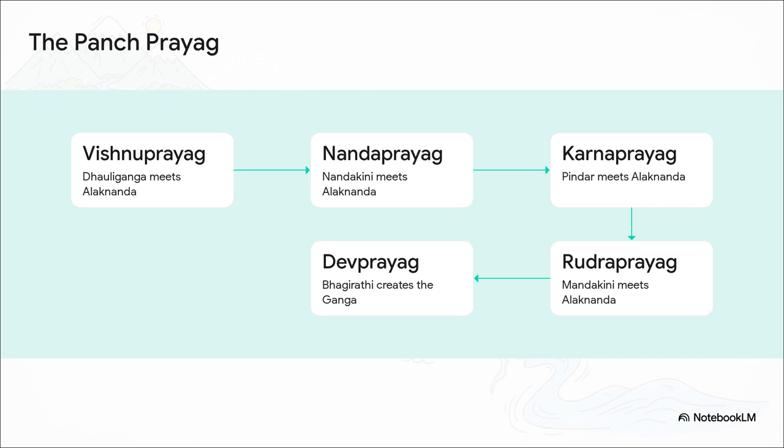First, way up at Vishnu Prayag, the Dhauli Ganga meets the Alaknanda. Then, as the river flows down, it absorbs the Nandakini at Nanda Prayag, the Pindar at Karna Prayag, and the Mandakini at Rudra Prayag. But the ultimate climax? That happens at Dev Prayag. This is where the Alaknanda violently merges with the Bhagirathi River, which comes tumbling down from the Gangotri Glacier. Only after this massive collision at Dev Prayag does this combined flow officially become the Ganga.